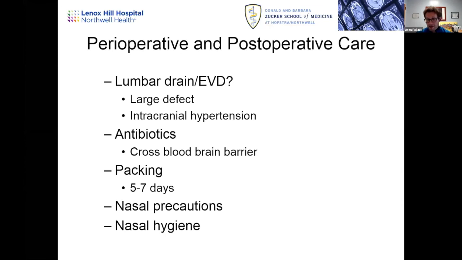So I hope you guys got a good idea about a very small area of ENT, but certainly a neat niche where we're able to work with the neurosurgeons, really understand the skull base anatomy and the sinuses that most ENTs typically don't really deal with.